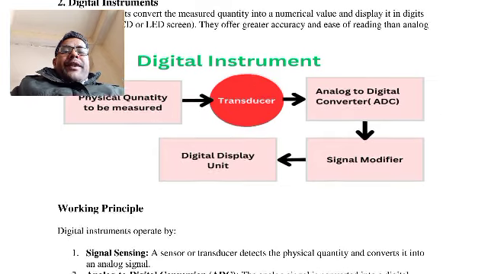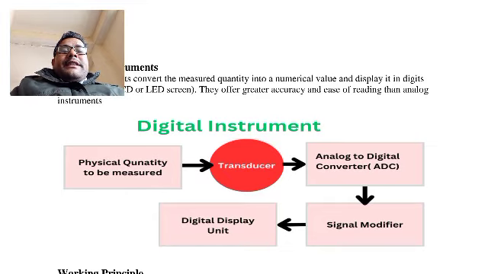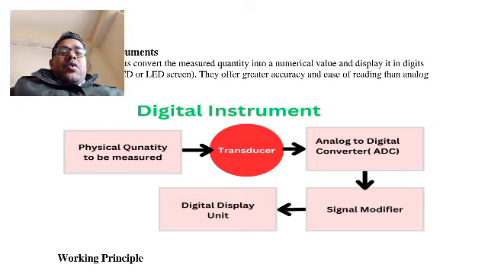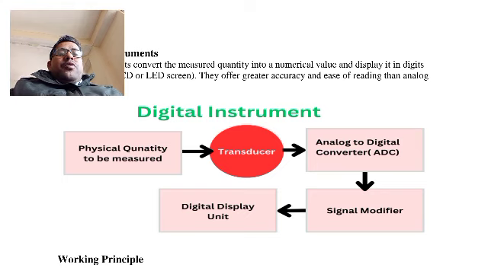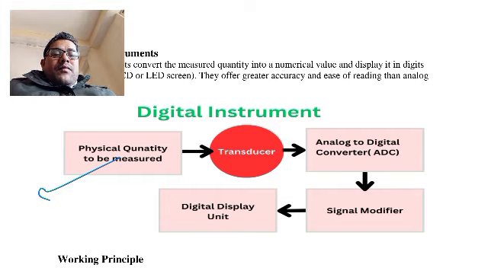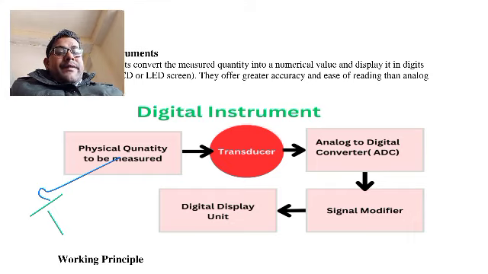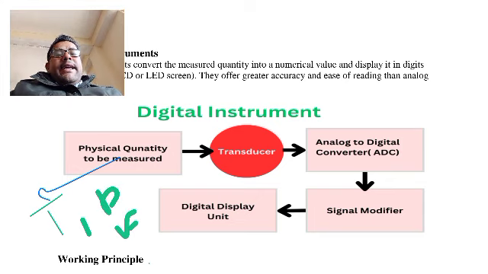So next, what is the digital instrument block diagram, and we will discuss each and every component of the block diagram of a digital instrument. First is the physical quantity to be measured. This physical quantity may be temperature, pressure, flow, level, anything can be a physical quantity.